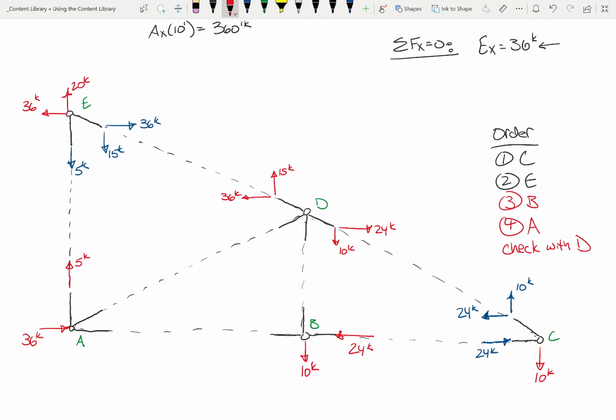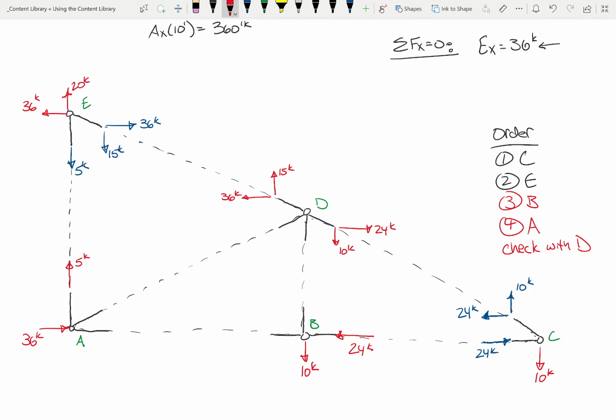And one last thing before I let you go. Member BC. Let's look at member BC. It's got 24 kips. Tension or compression? Compression, because the forces are pushing on the joint. Here's my marker, here's my hands. If I push compression, what's the marker doing? It's pushing on my hands. The member is pushing on the joints, it's pushing back. That's what these forces are doing. This is the pushback, right?